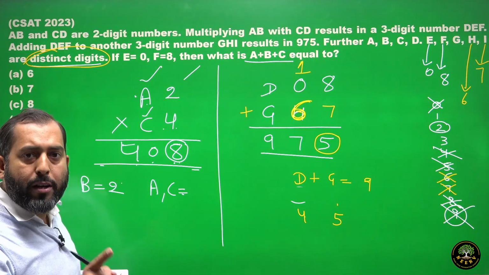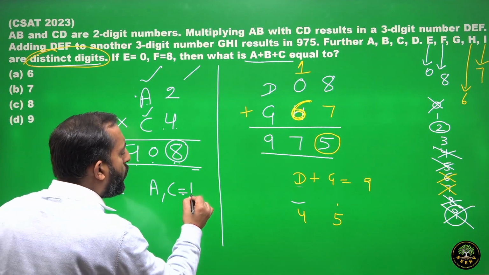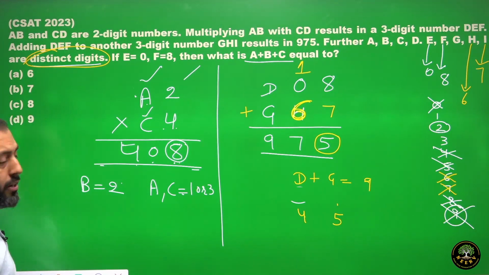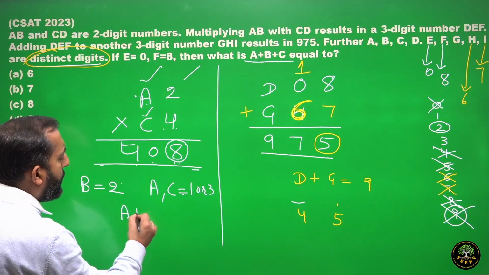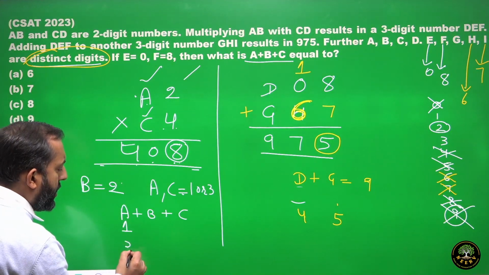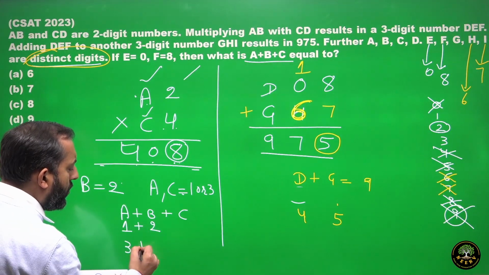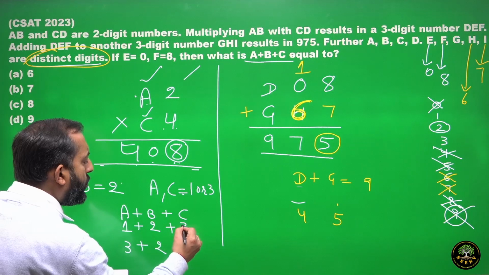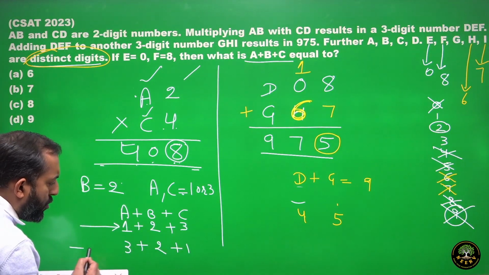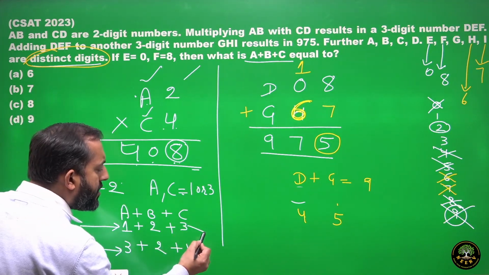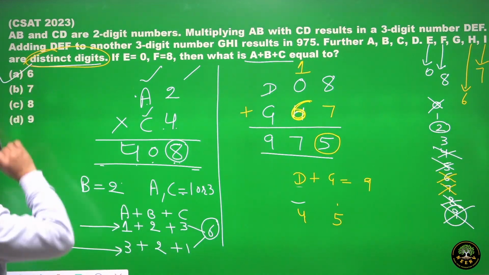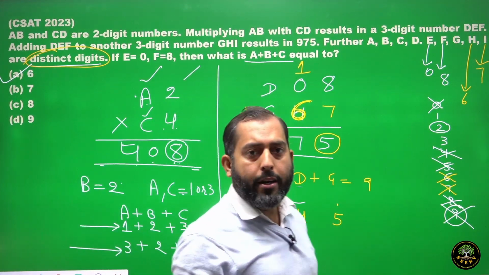So the only possible values for A and C are 1 or 3. Done. Now we are looking for A plus B plus C. So A can be 1, A can be 3, B is 2, and C can be 3, C can be 1. Now either you go for this assumption or you go for this assumption. In both cases the result is what? 6. Hence the answer to this question is 6. I hope this is clear.